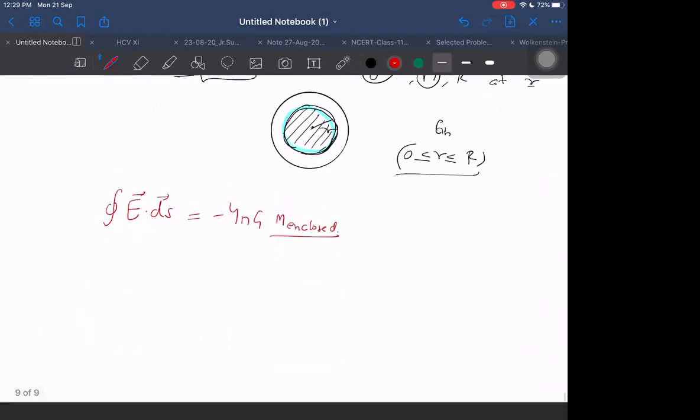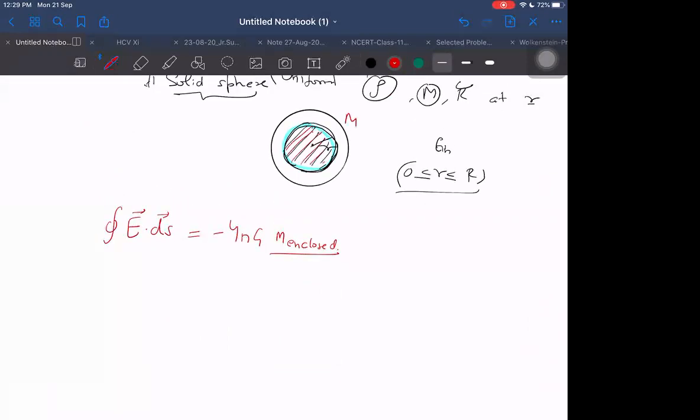So here also, whatever is the mass enclosed, not the total mass. Total mass may be m, but I am only interested in the shaded portion. I think you know what the mass enclosed will be. We can find it out by density. It will be rho into 4 by 3 pi small r cube.